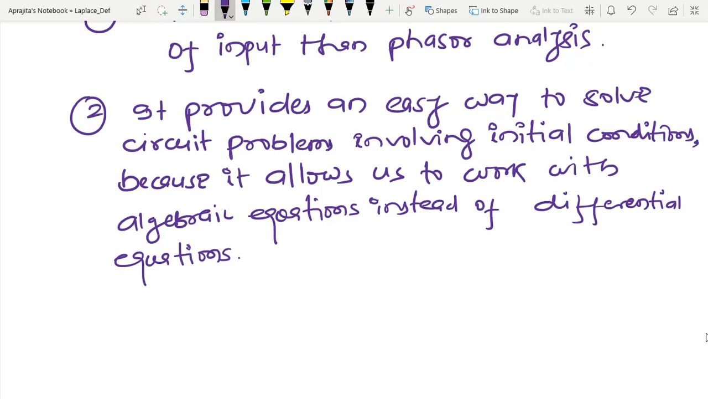But here, if you apply the Laplace transform, then due to the algebraic nature of the problem after transformation, even if I have some non-zero initial condition, I can analyze the circuit or network in a very straightforward way.